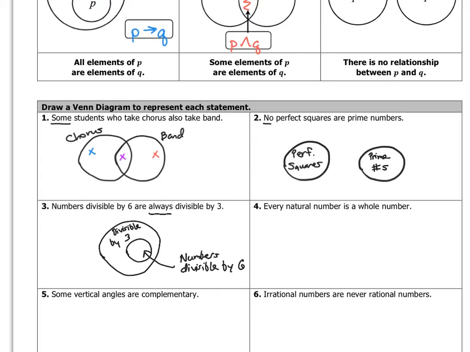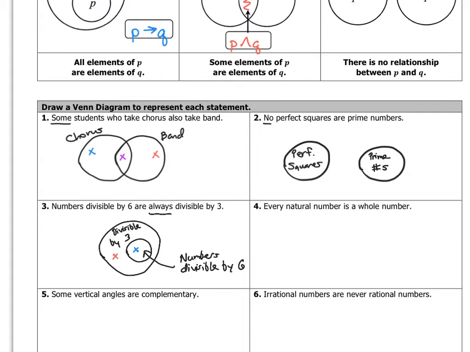So any number inside the smaller circle is divisible by both 6 and 3. Any number that's only inside this circle here will not be divisible by 6, but will be divisible by 3. But every number divisible by 6 is always divisible by 3. That's why we draw it this way.